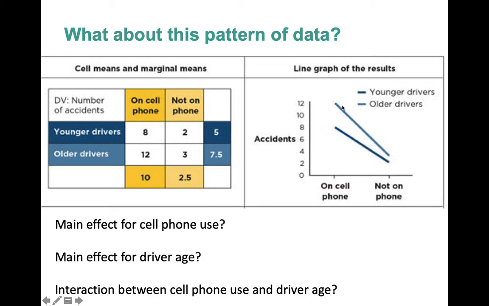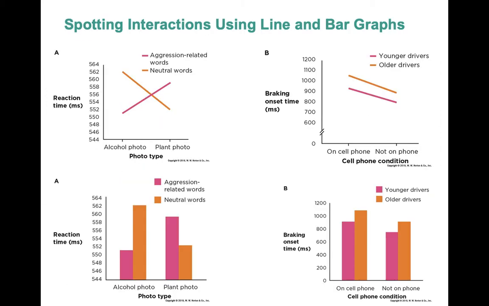Older drivers are the light blue, younger drivers are the dark blue. What we can see is that for both older and younger drivers, there's an increase in accidents. There's more accidents when talking on the cell phone, but there's a stronger effect of the cell phone for older drivers than younger drivers. So the effect of the cell phone depends on age. You get a stronger effect of using a cell phone for older drivers versus younger drivers. Okay. So it is useful to use graphs in order to spot interactions.